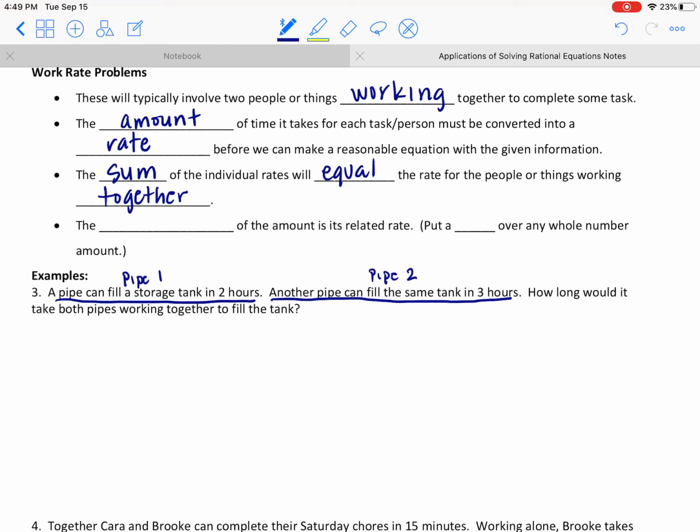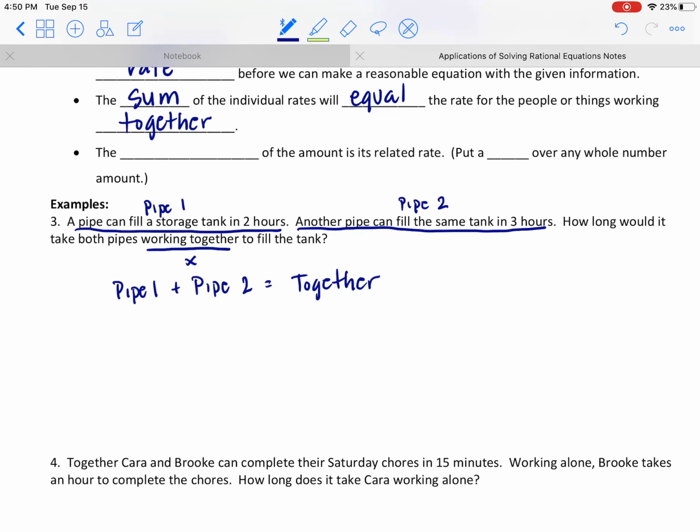And then it says, how long would it take working together? I don't know, that's going to be X. Okay, so if I just wrote this out in words, if I said something like pipe 1 plus pipe 2 has to equal the two pipes together, would that be reasonable? I hope. That seems reasonable to me. So pipe 1 plus pipe 2 would be them working together, right? Now pipe 1 it said took 2 hours, and pipe 2 it said took 3 hours, and working together we didn't know, so we put an X there.